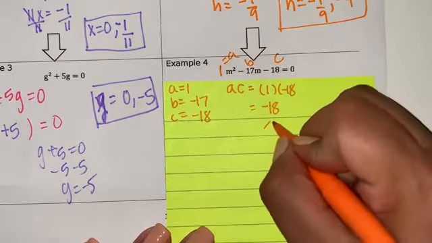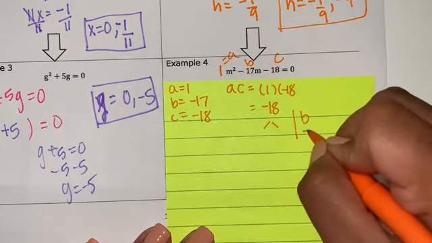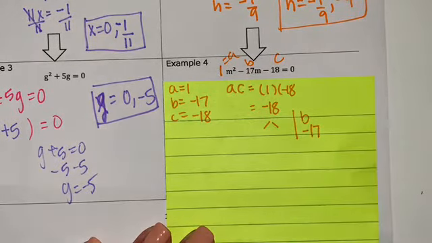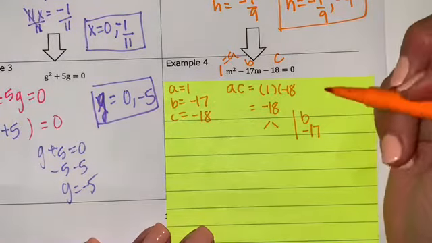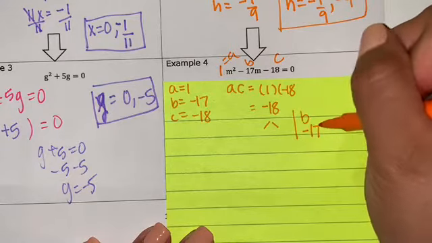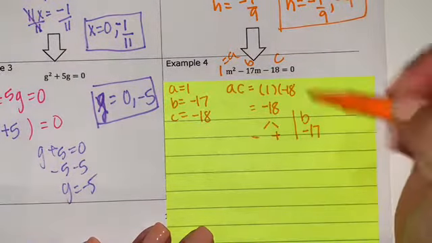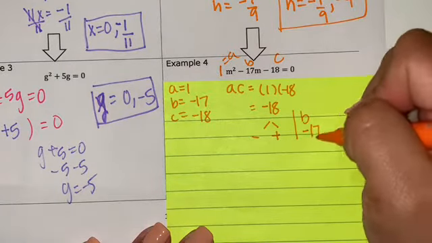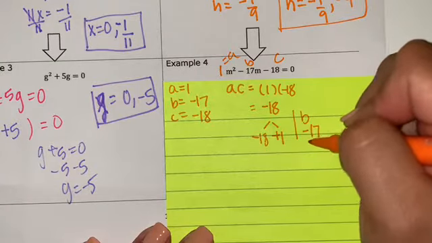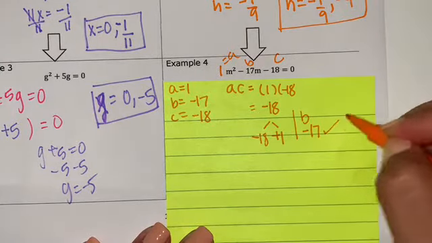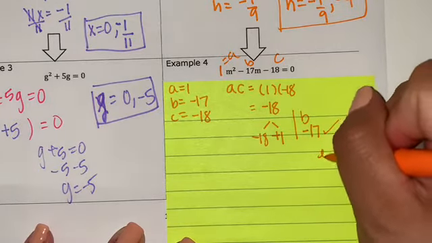And then you have the factors of negative 18 that have to add up to B, which is going to be negative 17. So the factors of negative 18 that add up to negative 17, since this is a negative number, I know that I'm going to have different signs, and the larger number is going to be the negative number. So it's going to be negative 18 and 1. When I add them together, they equal negative 17. So that's it. So this is the expand.